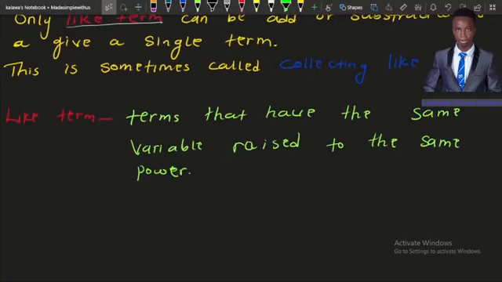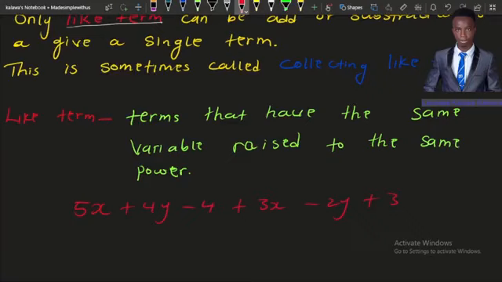Now, for example, let me give you this expression. Let's say we have 5x plus 4y minus 4 plus 3x minus 2y plus 3. So this is the expression. So how can we collect like terms here?